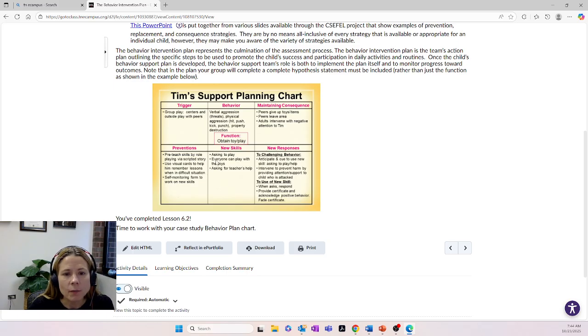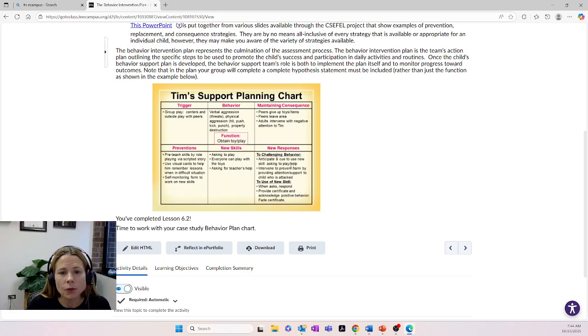So, how do we do that? When we teach these new skills, we've got to say, how are we going to prevent this from happening? So, what are we going to use with these new skills we're applying? How are we applying the new skills? Well, we're going to teach these skills by role playing, maybe using social stories or visual cards, and then helping him learn how to self monitor. So, starting a self monitoring form when we're working on new skills.